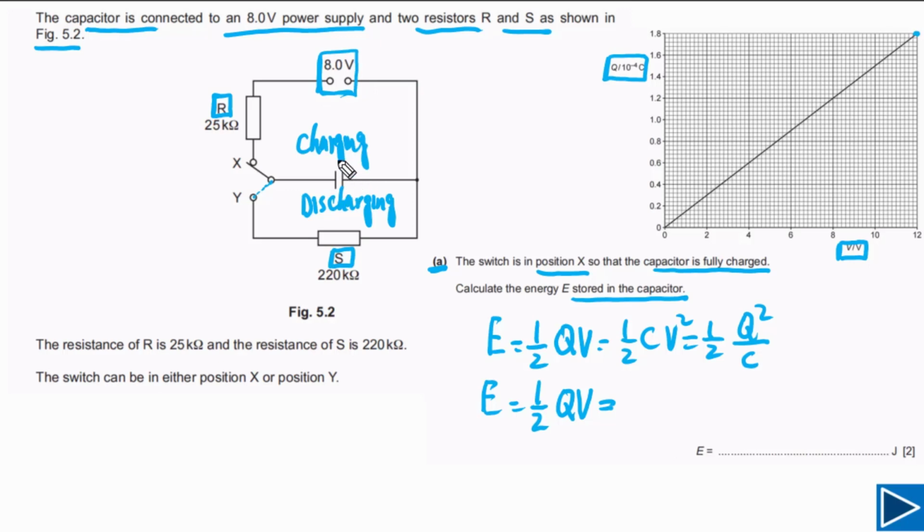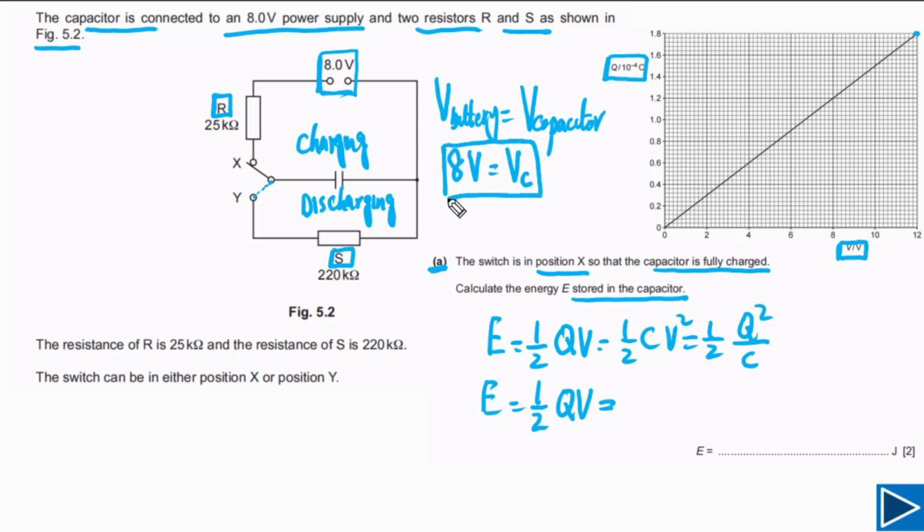When this capacitor is fully charged, meaning when there is no current flowing in this circuit, at that time the potential difference across the battery and the potential difference across the capacitor will be the same. So this is the capacitor. When the potential difference across the capacitor equals the potential difference across the terminals of the battery, the current flow will stop. In this case, the battery voltage is 8 volts, so the capacitor voltage will also be 8 volts when it is fully charged. This is the key concept you need to understand.